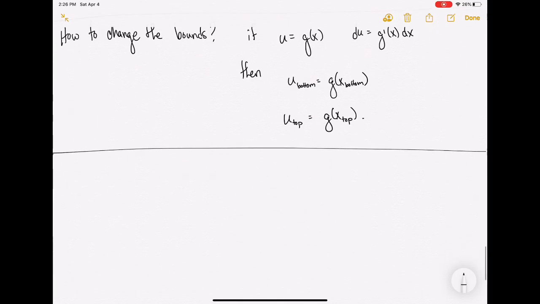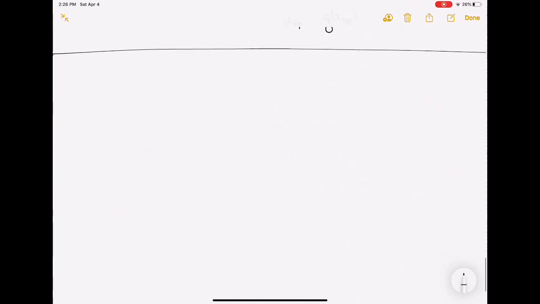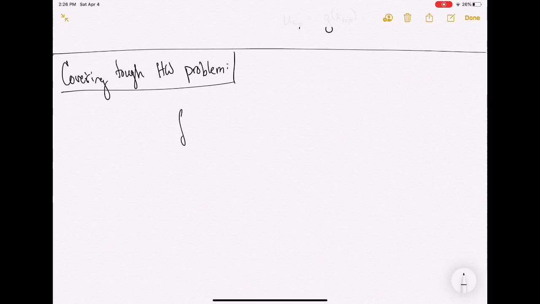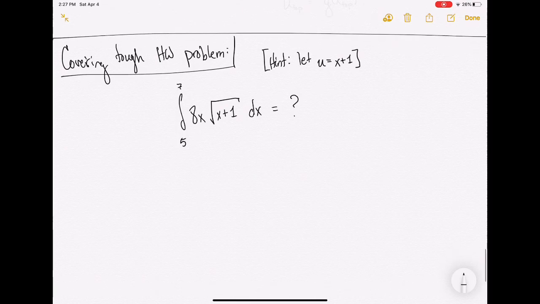So there's one homework problem that I know you guys are going to struggle with just a little bit, and so I want to cover that problem here. Covering tough homework problem. This homework problem is we're simply evaluating an integral, in my case from 5 to 7 of 8x square root x plus 1 dx. And the problem gives you a hint. It says hint, let u equal x plus 1. So let's do that. Let's let u equal x plus 1.